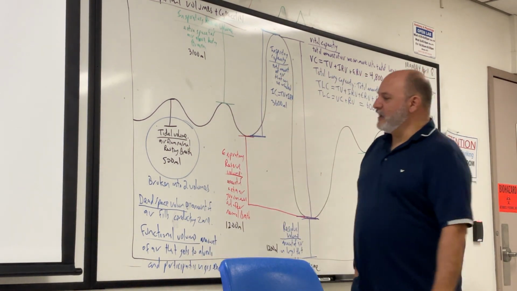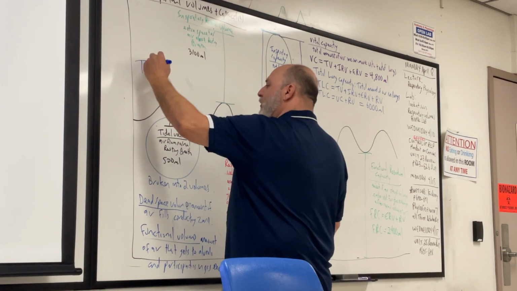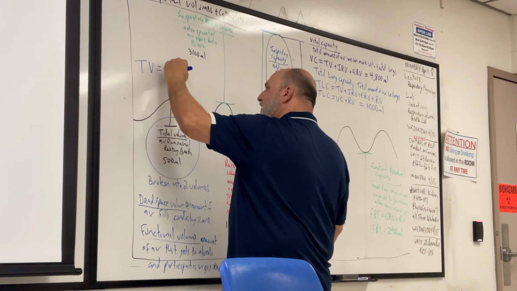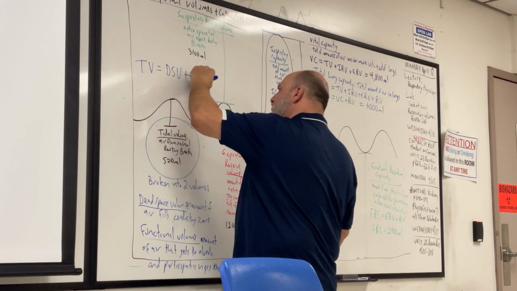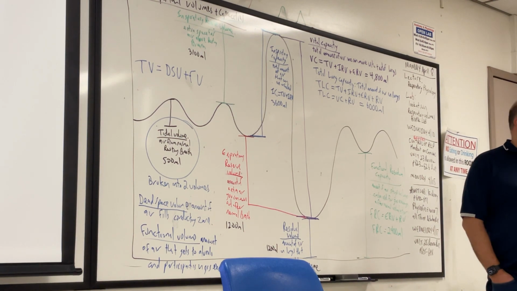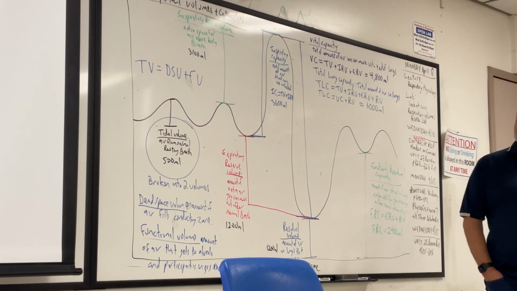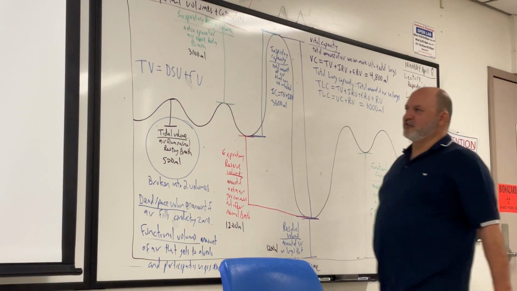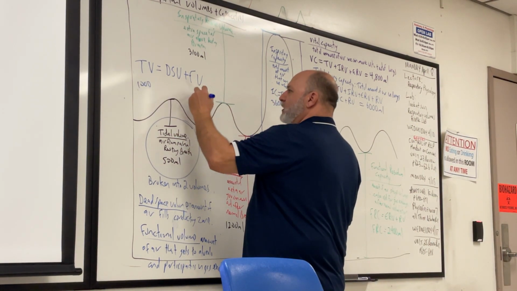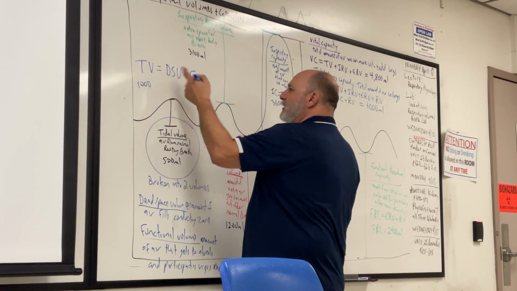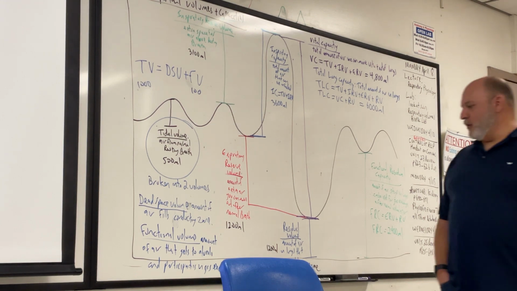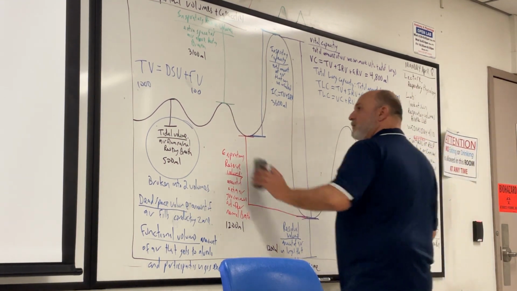Excellent. And of course, how would you calculate these? Tidal volume equals the dead space volume plus the functional volume. So if I gave you two of those, could you figure out the third? Yeah, absolutely. If I told you the tidal volume was 1,000 and the functional volume was 100, then what would the dead space volume be? 900. 900, right? So know how to use these equations.